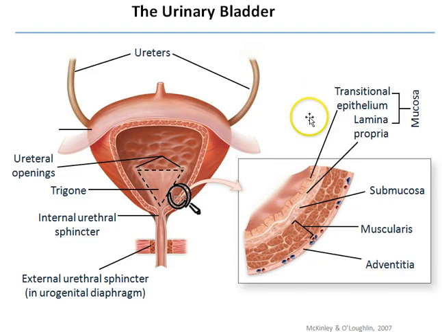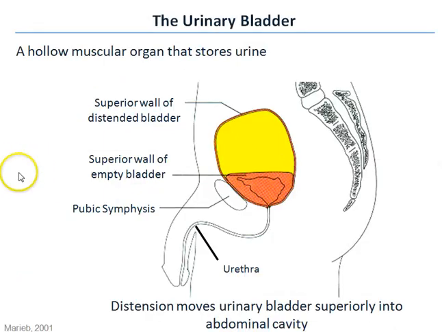Another important layer here is the muscularis, layers of smooth muscle that are important for allowing you to expel urine from the urinary bladder through the urethra during a process we call micturition. Finally, notice the peritoneum on the superior aspect of the urinary bladder. This organ is retroperitoneal, so it's not suspended within the peritoneal network, it sits behind it. This slide is simply highlighting the shape changes the bladder undergoes as it fills with urine.